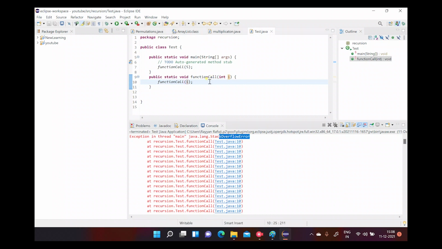So let's see how to write a proper recursive function, and let's understand what I mean by reducing the input in the next function call, and also let's understand how the base condition helps in stopping the recursion, and also avoiding this error which we just ran into.